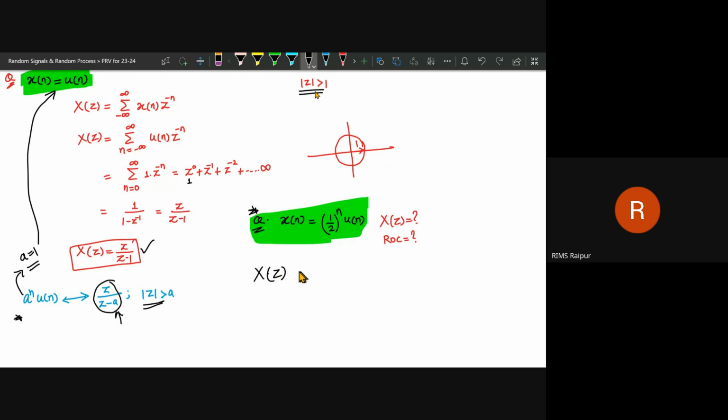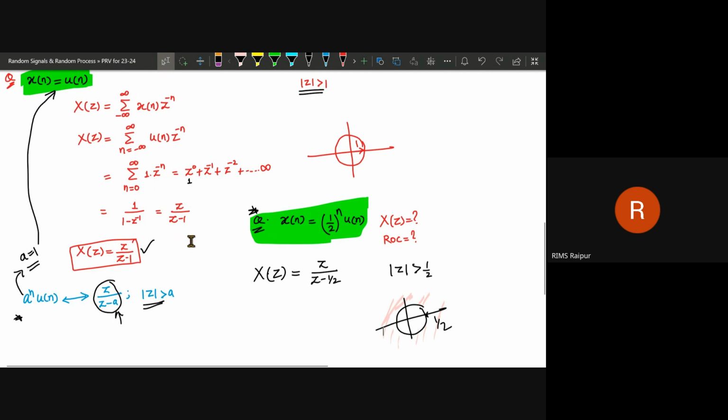X of Z is equals to, repeat. Z upon Z minus 1 by 2. Correct. It will be Z upon Z minus 1 by 2. Correct. And the ROC will be mod Z greater than 1 by 2. Okay. So here you will have a circle with radius 1 by 2 and the ROC will be outside this circle. Correct. So these are some examples of Z transform, some questions based on Z transform.